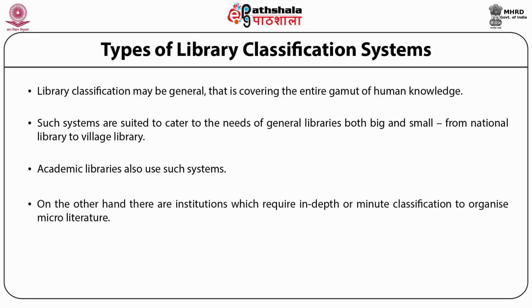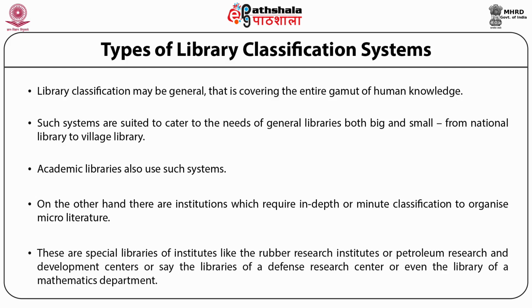On the other hand, there are institutions which acquire in-depth or minute documents, and they require special classifications to organize their micro-literature, and we call them special classification systems. In contrast to general libraries, there are special libraries of institutes like the Rubber Research Institute or the Petroleum Research Institute and development centers, or the libraries of defense research centers, or even the library of a mathematics department. They require in-depth and special classification systems.